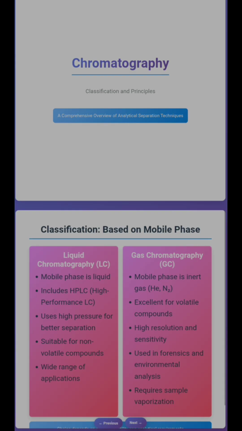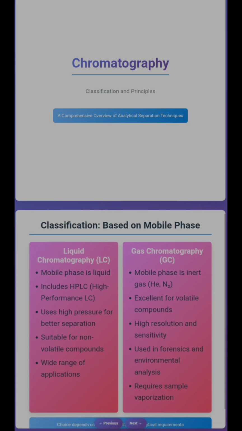First, I will discuss liquid chromatography. The mobile phase is liquid, and it includes HPLC, high performance liquid chromatography. In gas chromatography, the mobile phase is an inert gas, for example helium or nitrogen. It is excellent for volatile components. Liquid chromatography uses high pressure in separation, and gas chromatography offers high resolution and sensitivity.